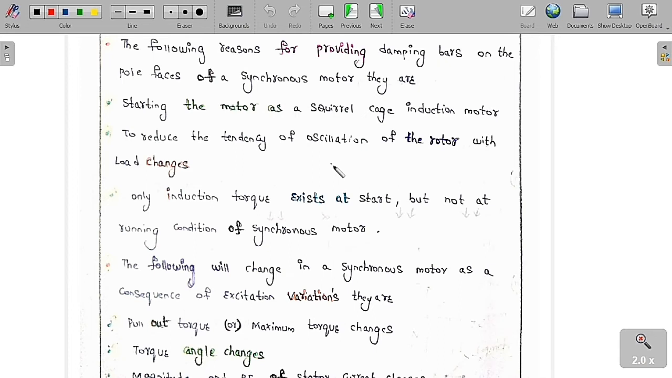All these things I have already told you. Whenever the load is decreased, NR is greater than NS. So at that time, the induction generator torque is going to act in the opposite direction of the rotor, so NR will be decreased to NS. Similarly, if the load is increased suddenly, then NR is less than NS, and the induction motor torque is going to act in the same direction of the rotor, and then the rotor speed will increase to NS. All these things I have already told you.